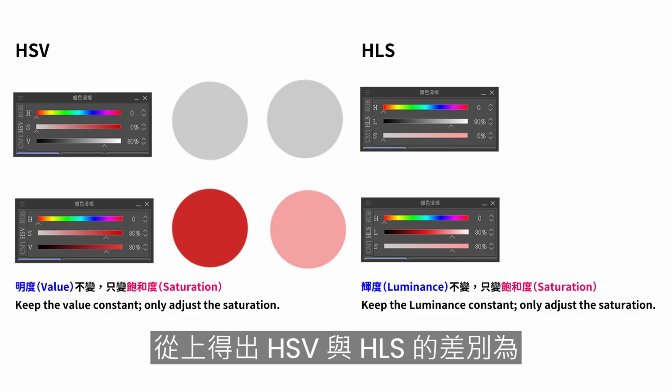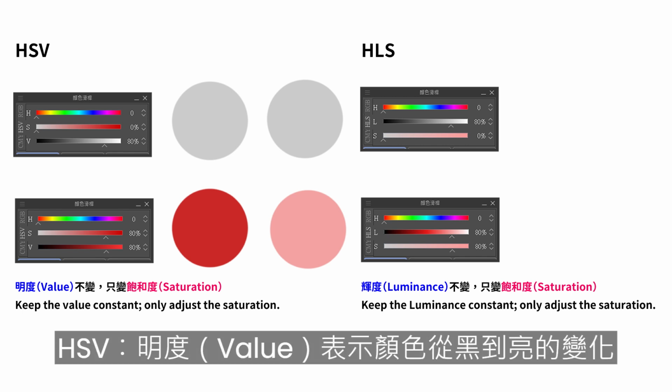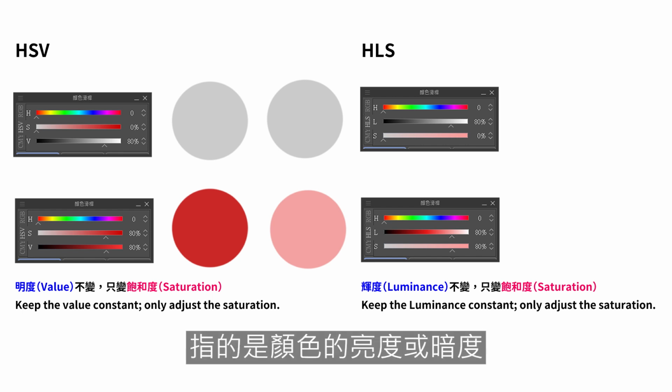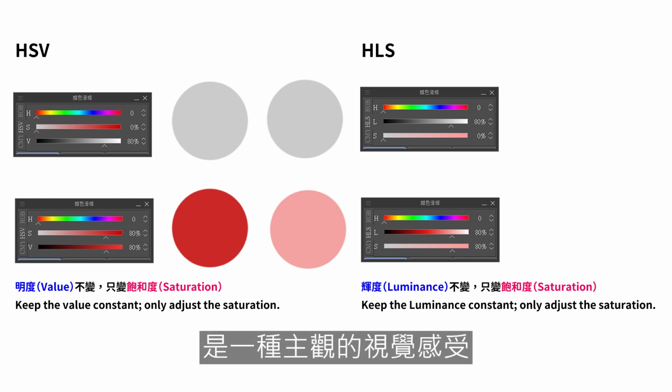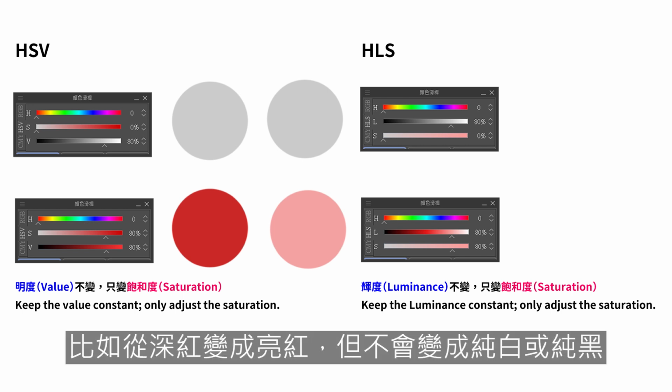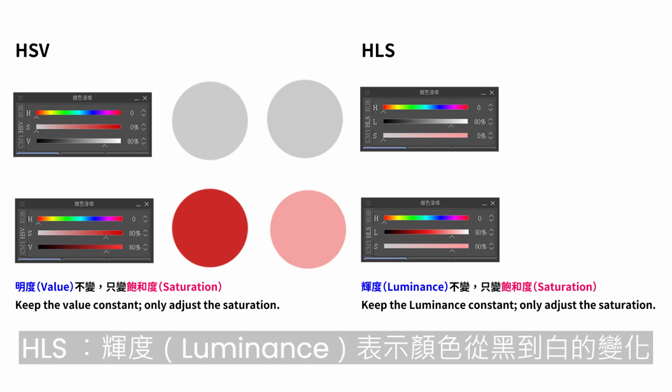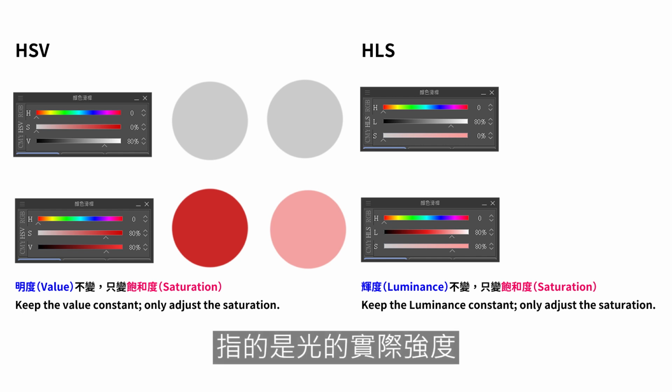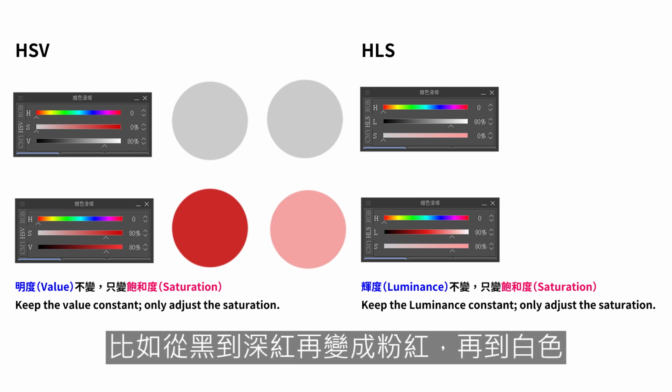The differences between HSV and HLS are: HSV value represents the change in color from black to bright, indicating the brightness or darkness of the color, which is a subjective visual perception. For example, from dark red to bright red, but not to pure white or black. HLS luminance represents the change in color from black to white, indicating the actual intensity of light, which is an objective brightness. For example, from black to dark red, then pink, and finally to white.